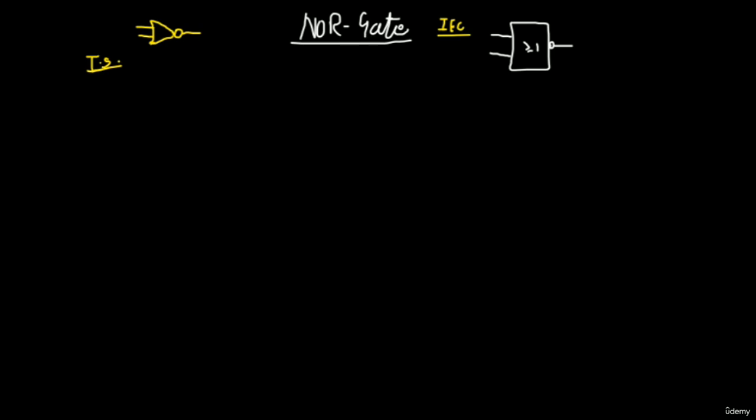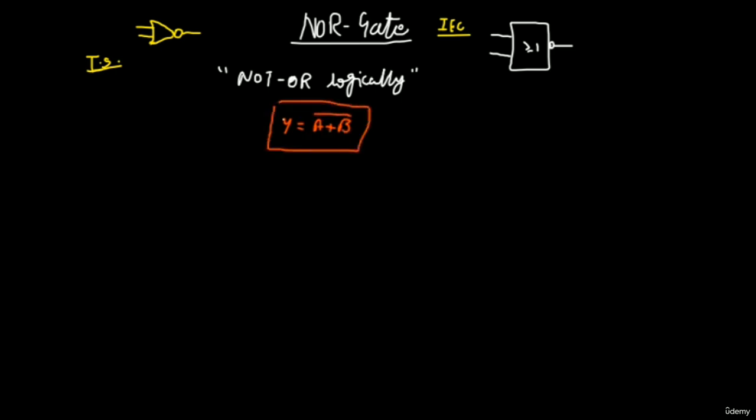Now what is its logical formula or logical definition? Well, it's NOT-OR logically. What does it mean? Just invert the result, that's it. On the formula part, if we try to write it, it becomes y equals a plus b. So this is the formula for the OR gate, and now the twist comes when we put the bar. So this is our result.